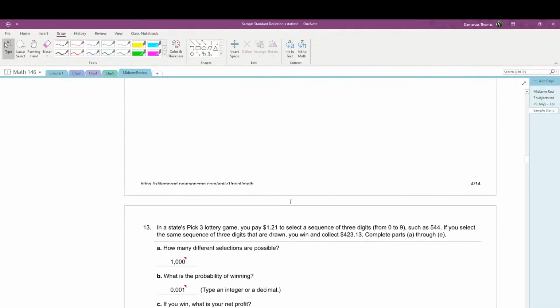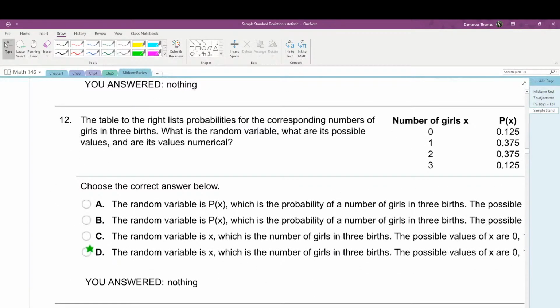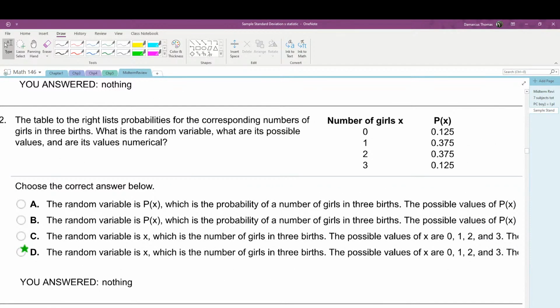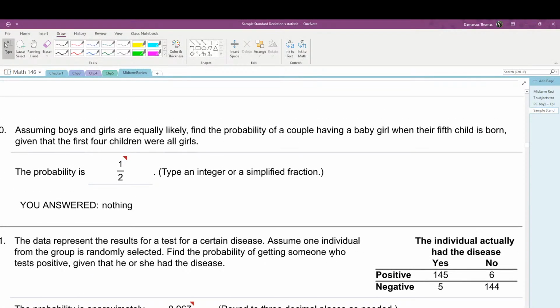That was a trick question. Let me zoom in on this. I don't like trick questions, not for the test. I don't. But that is something that you've got to watch out for. There are a lot of trick questions out there.